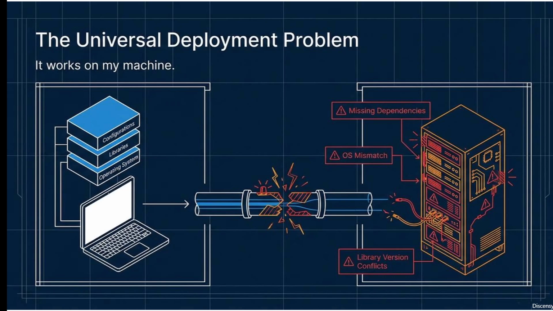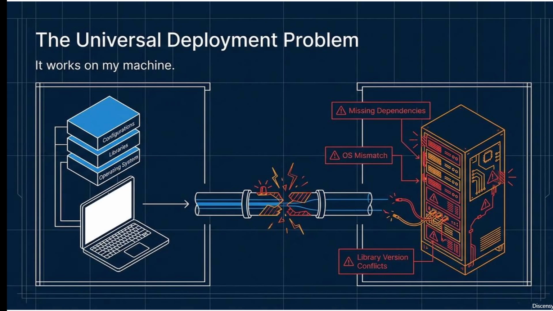The problem is that, suppose the operating system of one machine is different from the operating system of another machine, there would be multiple types of problems such as missing dependencies, library version conflicts, and OS mismatch, which would cause the application to not work on some other type of machine. So you could say that the application is platform dependent when it's deployed. That's the main problem due to which Docker has been created.